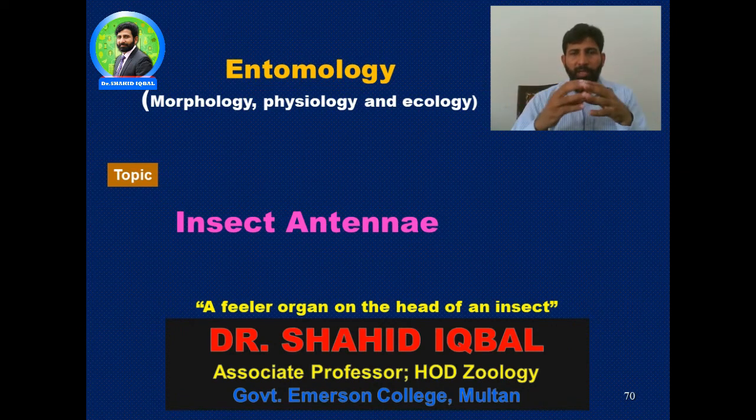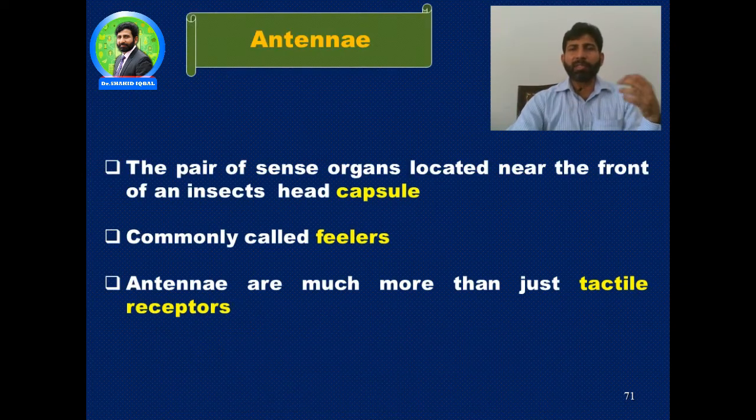Today I am going to discuss with you insect antennae. You are familiar with the term antenna or antennae. Antennae are basically the feeler organs on the head of insects. They are not only sensory structures, but in some insects they also act as chemoreceptors. There are certain chemoreceptors on the antennae. A pair of sense organs, that is how we can define them in a proper way.